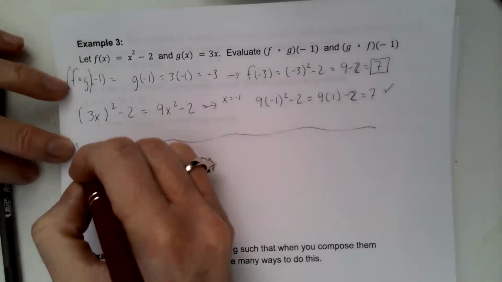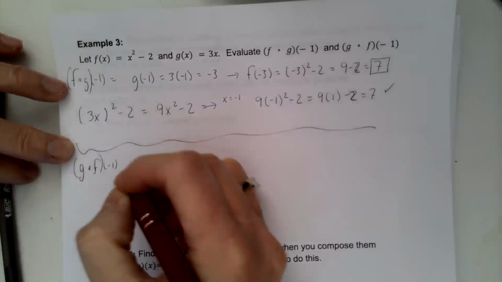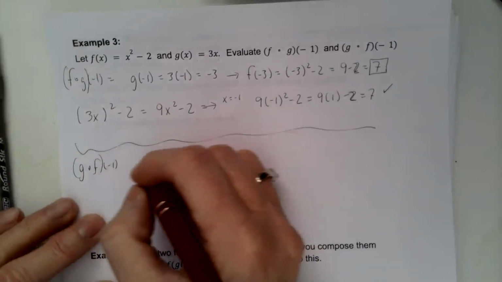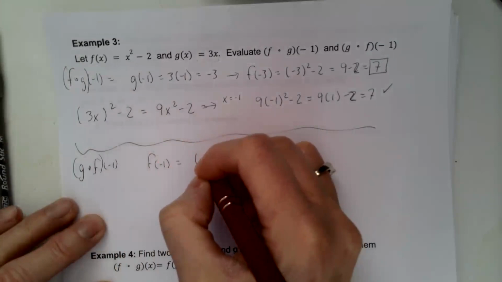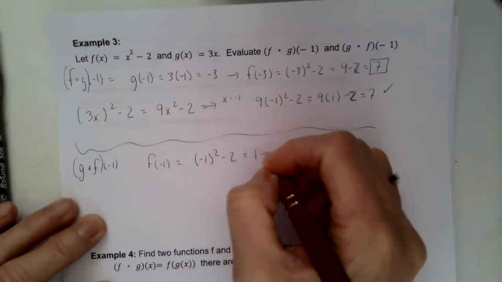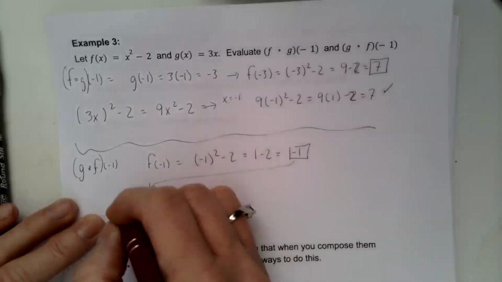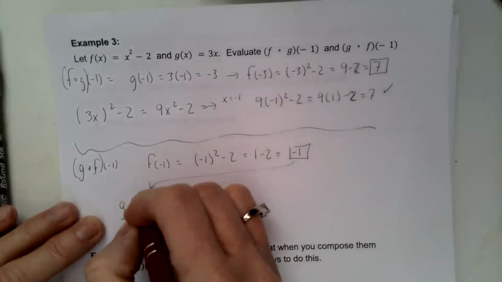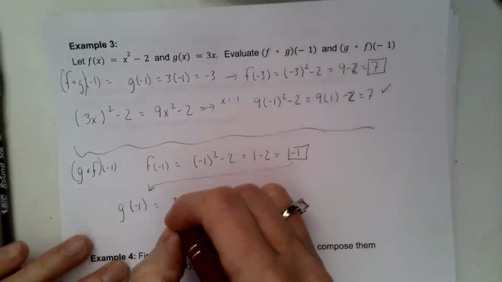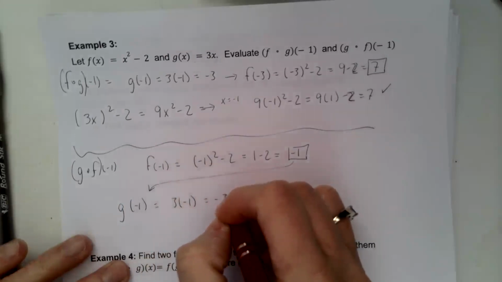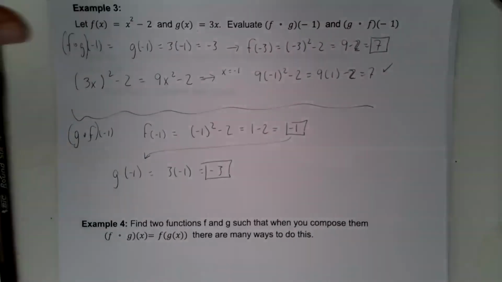They also wanted us to compose g with f. So g composed with f at -1. That means I'm going to put -1 into the f function first. So -1 squared minus 2 is 1, subtracting 2 is -1. And then I'm going to put -1 into g, my result here. So 3 times -1 is -3.